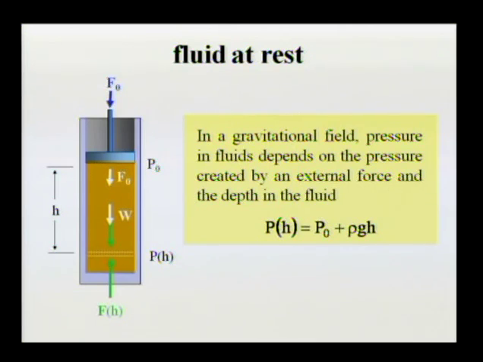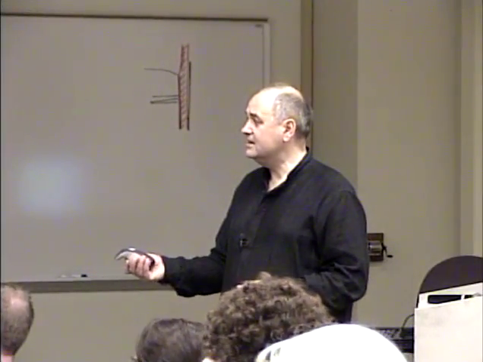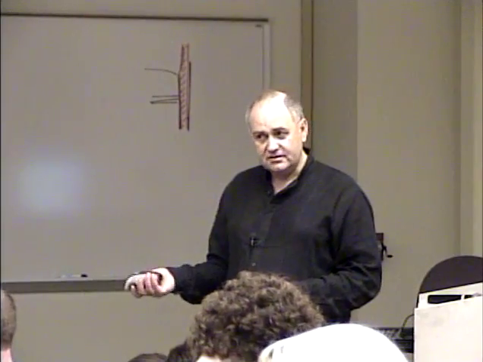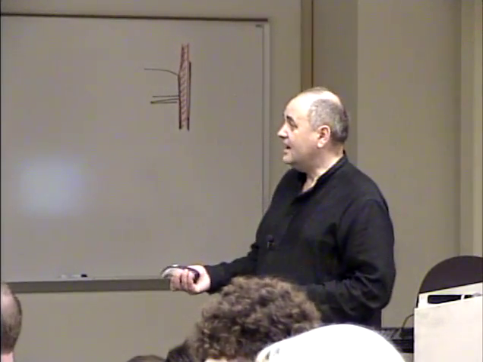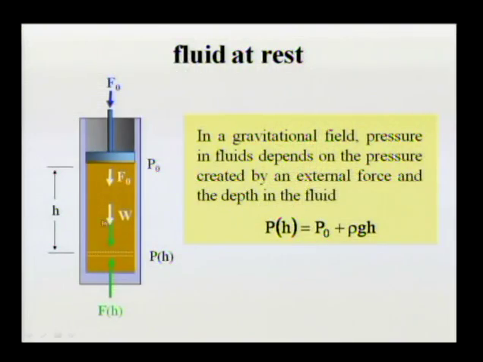Now, where did I use the fact that it is in a gravitational field? Because there was weight. I included weight. If this was not in a gravitational field, then I wouldn't have weight over here, and pressure would be determined only by the force with which we squeeze that fluid. So pressure would then be uniform, and everywhere would have the same value.